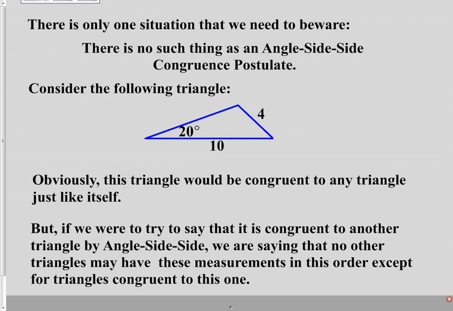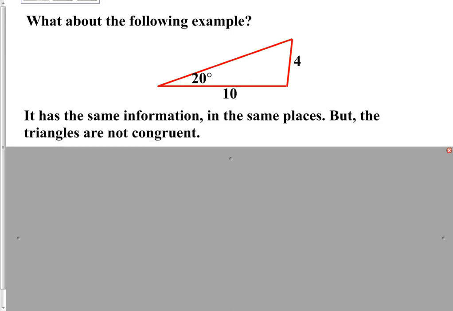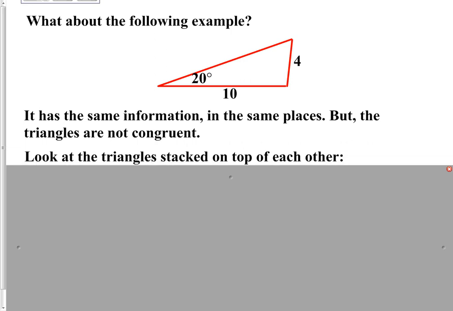So what we're going to do now is consider another triangle. Here is another triangle, and this one is also drawn exactly to scale. The angle at the lower left is 20 degrees. The side length at the bottom is 10 units. The side length at the right is 4 units. It has the same information in the same basic locations within the triangle as the original one did, but you can clearly see that the triangles are not congruent.